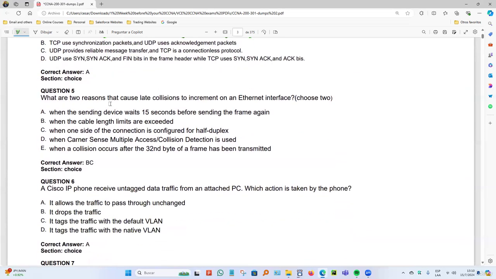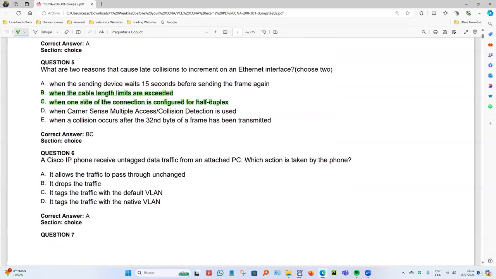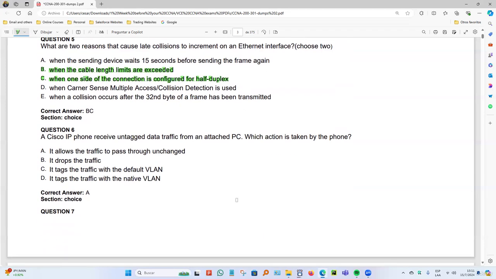Let's go with the next one. What are two reasons that cause late collisions to increment on an Ethernet interface? One of them is the length. I remember this one because the cable length limits are exceeded. And the other one, according to this exam, is when one side of the connection is configured for half duplex. Let's go with the next.